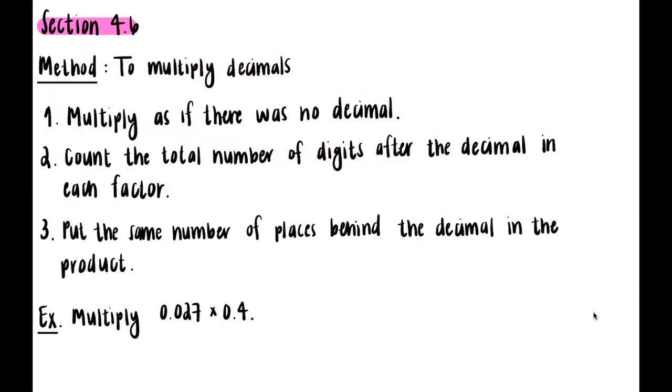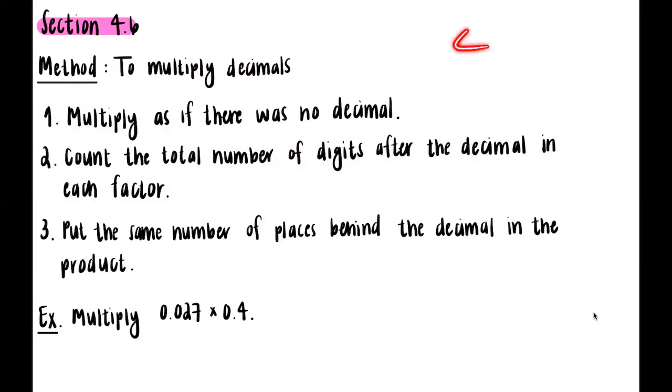So once we multiply as normal, don't worry about it. Then the way we determine where the decimal point will be is we count the total number of digits after the decimal in each factor. So remember, what do I mean by after the decimal in each factor?